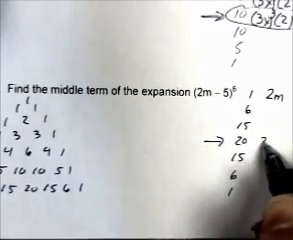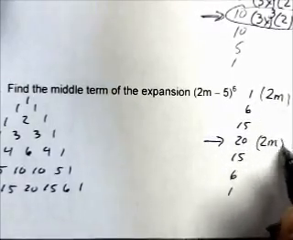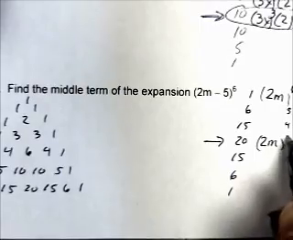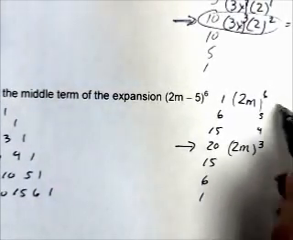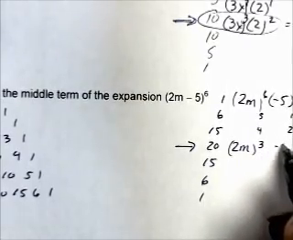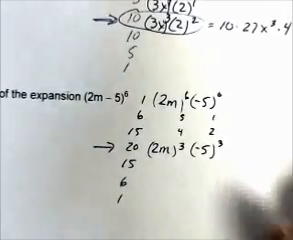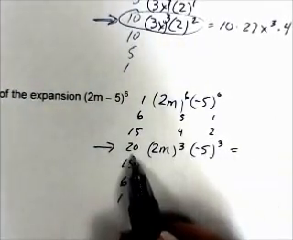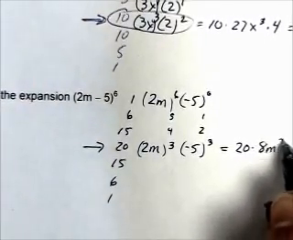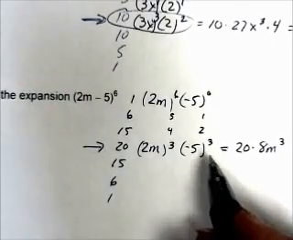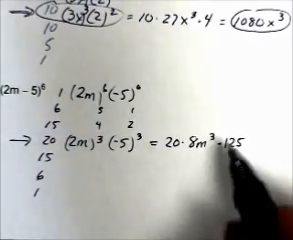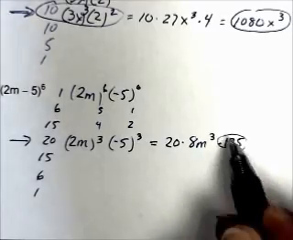2m, this exponent starting at 6, then 5, then 4, then 3. And our negative 5 starts at 0, 1, 2, 3. And now let's work this through. This is going to be 20 times 2m to the third, that's 8m to the third. Negative 5 to the third is negative 125. Remember, this is multiplication, that's a negative. Okay, we're multiplying.